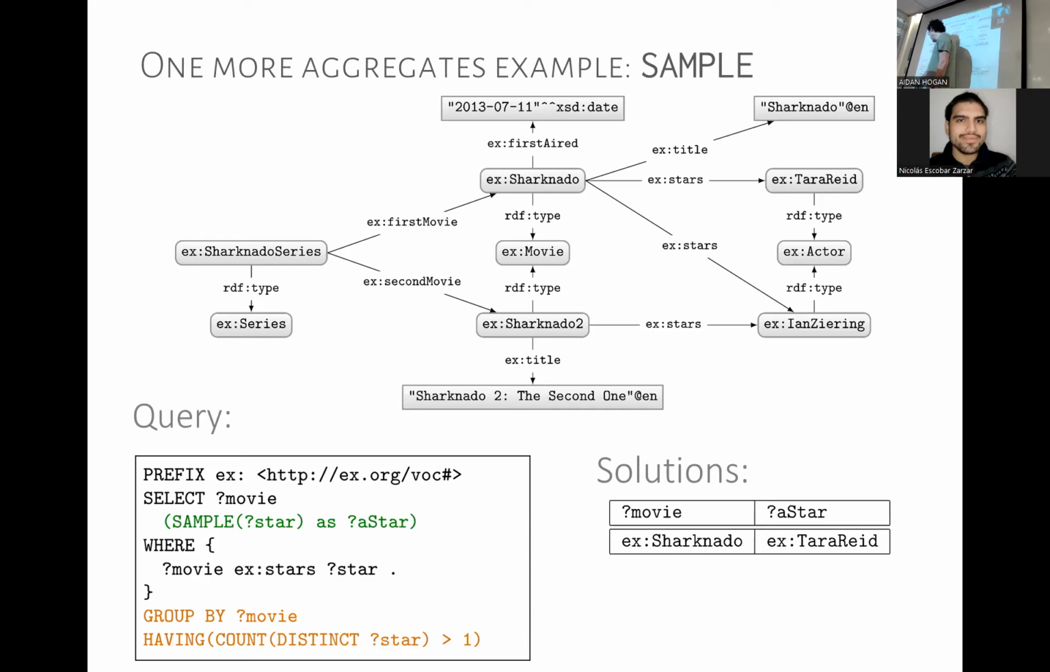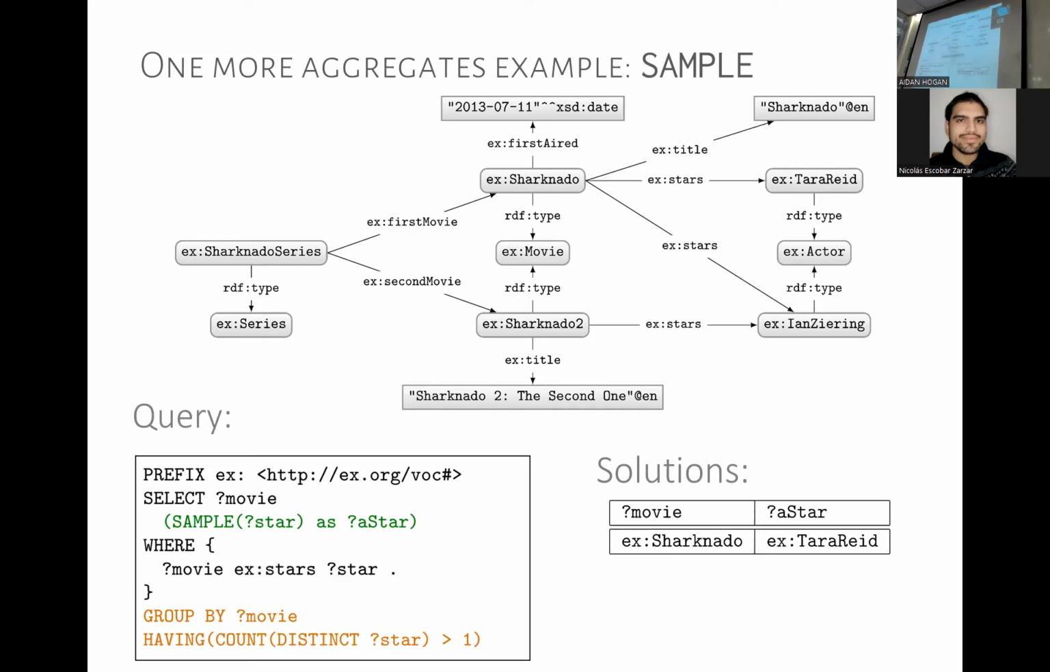So yeah, we add having count distinct star greater than 1. So we're counting the original stars, not the sample stars, because then there would only be 1. So we're only including Sharknado because Sharknado has 2 stars, and then we sample one of the stars, and that would be Tara Reid. Yeah.